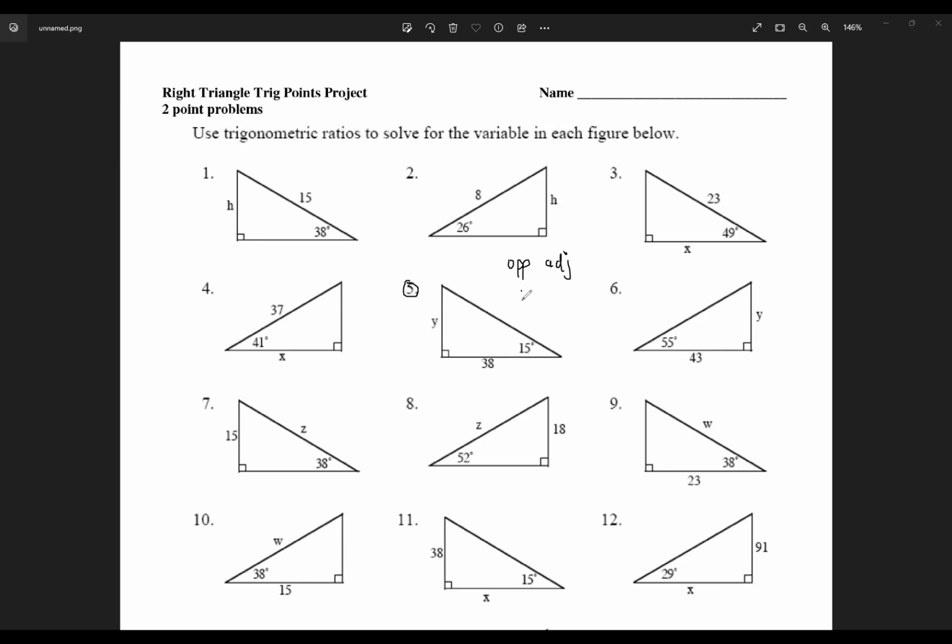So tan 15 equals y over 38. Yep. And then what's y equal to? Tan 15 times 38. Yep. And then look on your unit circle diagram to tell me what tan 15 equals. Tell me what the cos is, tell me what the sine is, and then we'll divide it.